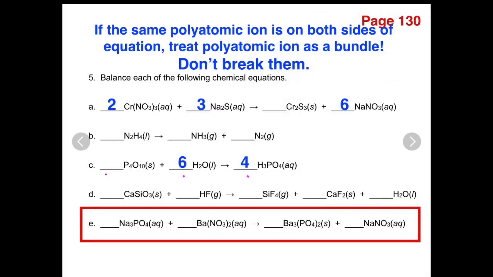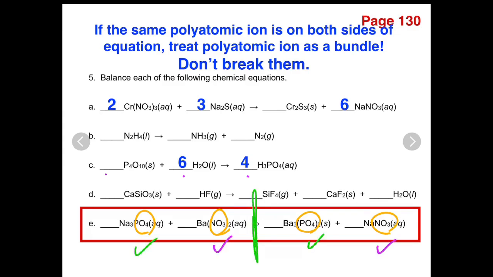All right, let's check your answer together with 5E. Looking at this chemical formula, you probably recognize the polyatomic ions again, right? Nitrate and phosphate. Both of them appear on both sides of the equation, remember, we're separating by that arrow right there.